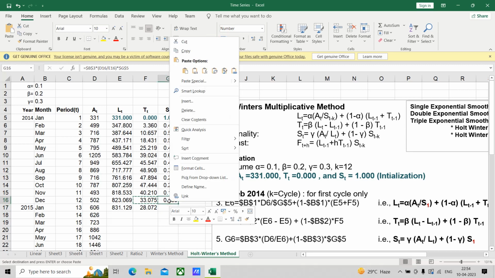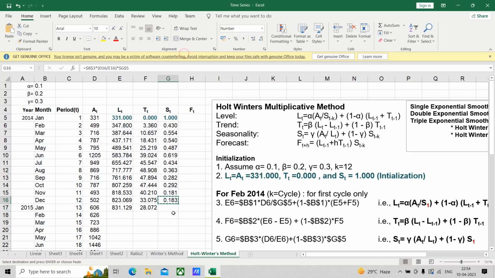Again, this value is copied into the next cell, Control C to copy it, and we have to change some value in this formula because in the third formula we have to use ST minus K from January 2015, and from January to December we have to use this S1 value. So this value is represented in absolute method, so we will change it into relative mode.